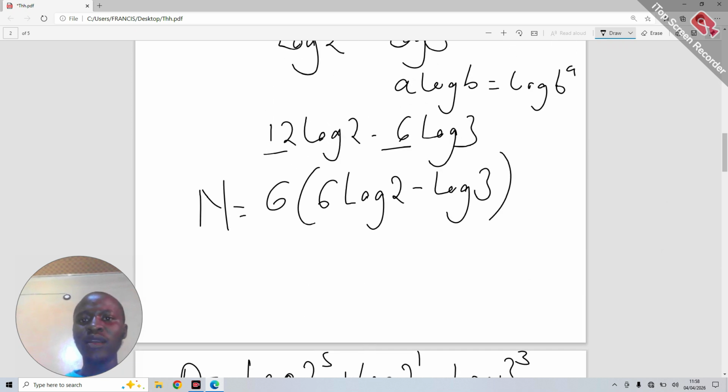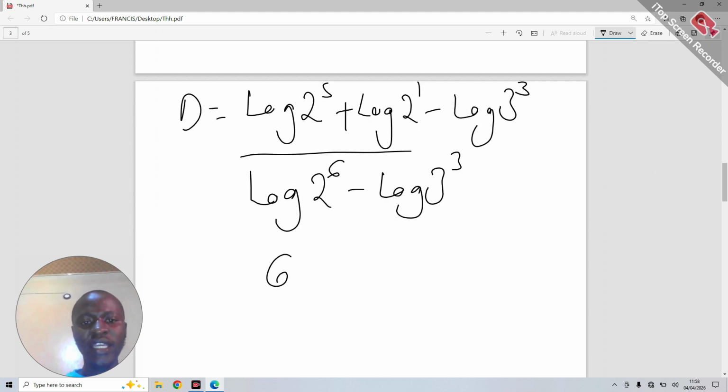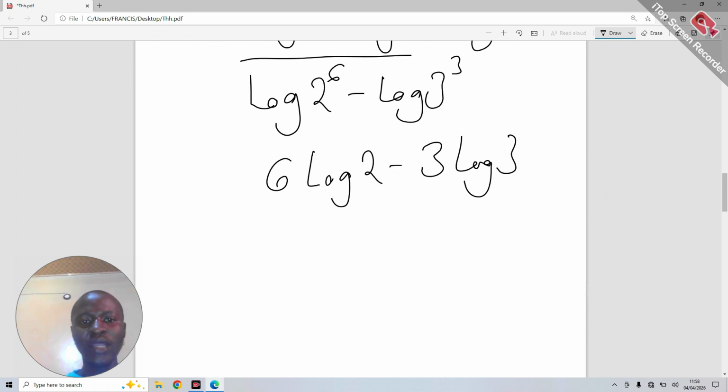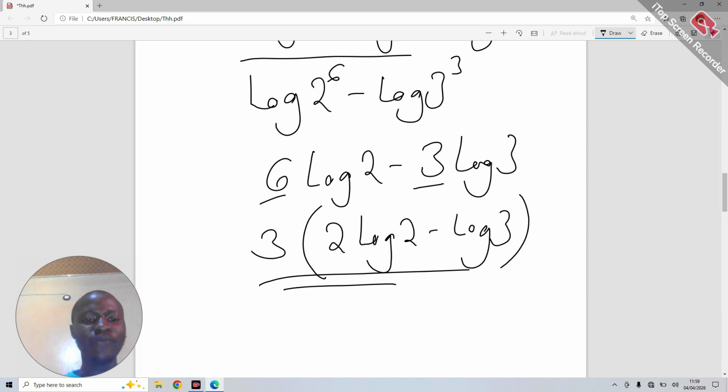Considering this law here, we shall have 6 log 2 minus 3 log 3. Then we factor out 3, which is common between 6 and 3. So we have 3 into bracket 2 log 2 minus log 3. We can't simplify it any further. This is the far end of our simplification in the denominator.